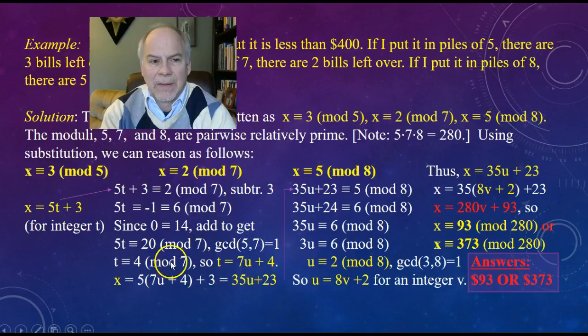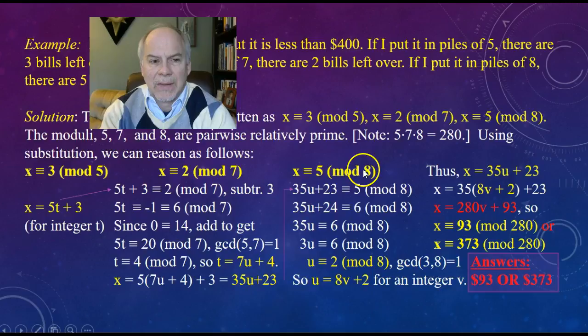All right? So we've solved this congruence for t. But now we use that congruence, t is congruent to 4, to say t is equal to 7 times some integer u plus the remainder of 4. Okay? The remainder of 4. Now, I substitute this expression for t into the first equation that we wrote here: x is equal to 5t plus 3. And here's where I did that. So x equals 5 times 7u plus 4 plus 3, which gives you 35u plus 23. All right. So now we have that x equals 35u plus 23.